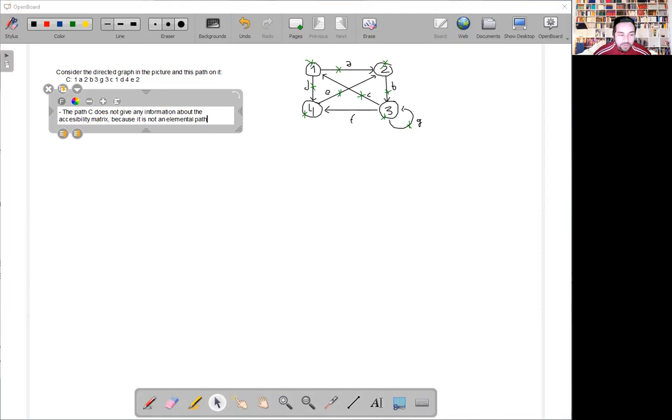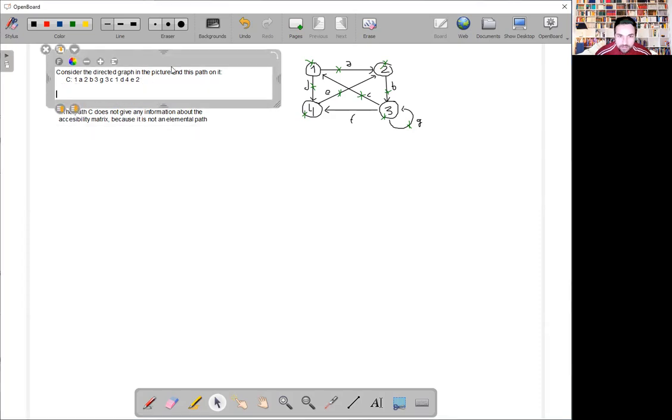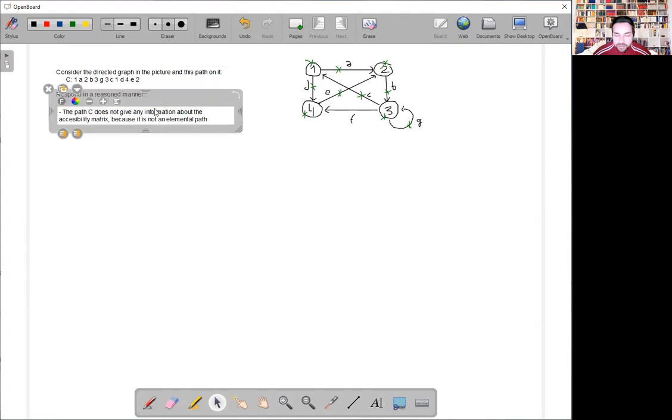We need to respond in a reasoned manner. Let's write it here. Respond in a reasoned manner. The path C does not give any information about the accessibility matrix because it is not an elemental path. Okay, so is it true that this path does not give any information about the accessibility matrix?